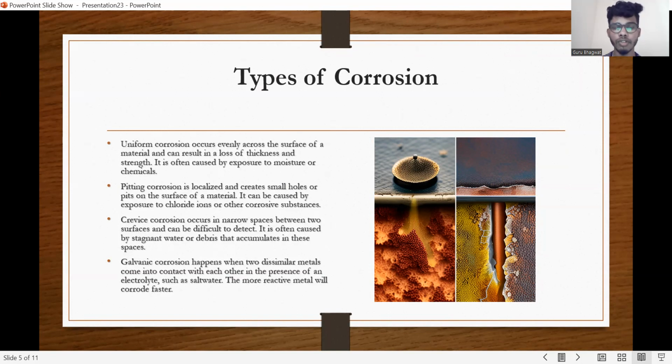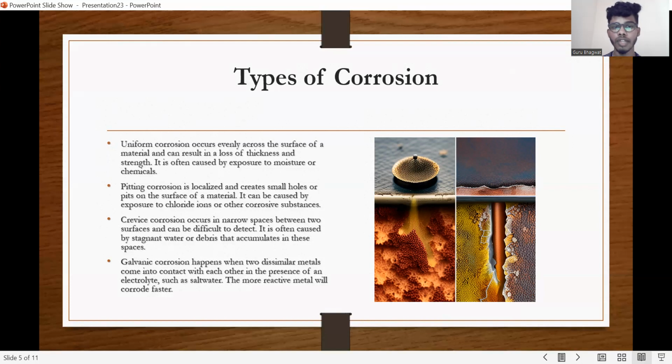Let's move on to pitting corrosion. Pitting corrosion is localized and creates small holes or pits on the surface of the material. It can be caused by exposure to chloride ions or other corrosive substances. Next, crevice corrosion occurs in narrow spaces between two surfaces and can be difficult to detect. It is often caused by stagnant water or debris that accumulates in these spaces.